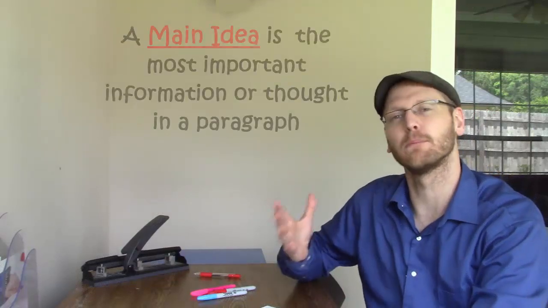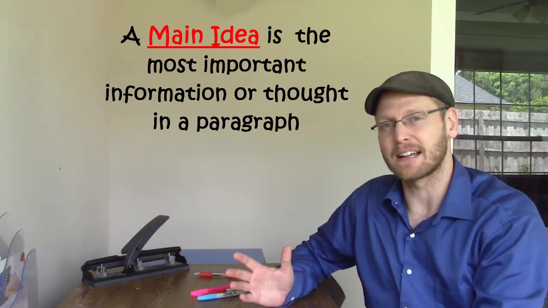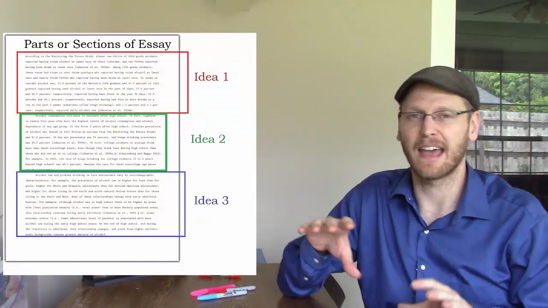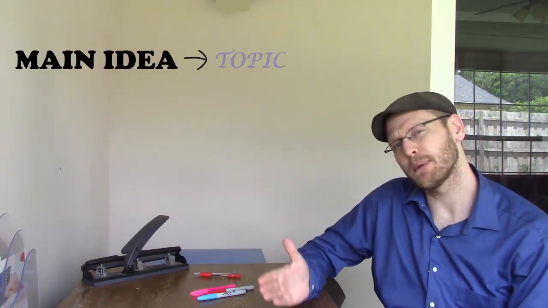So a main idea is the most important information of a paragraph. Now, when we're reading a text, you'll notice that authors have placed their main ideas into paragraphs. Okay, so they've basically tried to help you read the text by breaking up their large essay or book or whatever into different sections. And each one of these sections has basically an idea. Okay, so anyway, my formula for a main idea is topic plus a point.